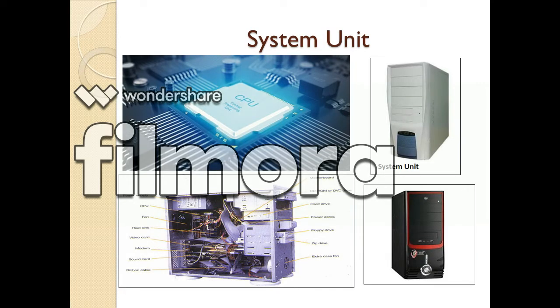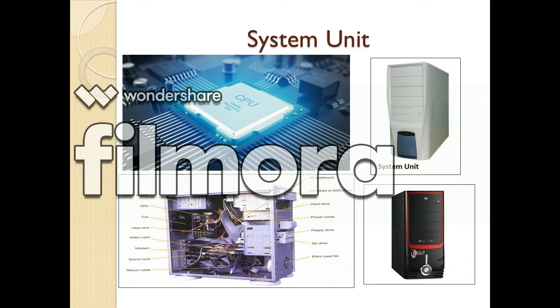Computer components consist of different devices. Today, we are going to discuss the system unit. Inside the system unit, there is a chip called CPU. CPU stands for Central Processing Unit. It is the brain or nerve center of the computer system.